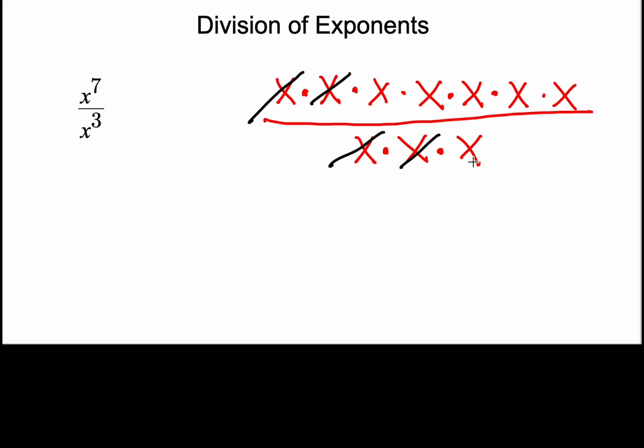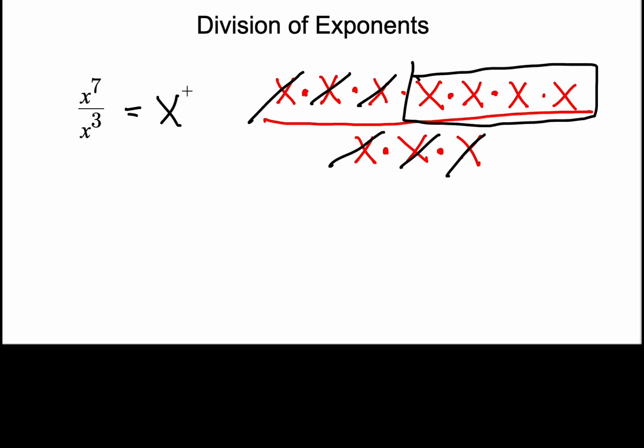So I can take 3 x's away from both the numerator and the denominator. How many x's do we have left? Well, there's 4. X times x times x times x is equivalent to x to the 4th. But just as with multiplication, division also has a rule that makes our lives easier. I can write this problem as x to the power of 7 minus 3, or x to the power of 4.